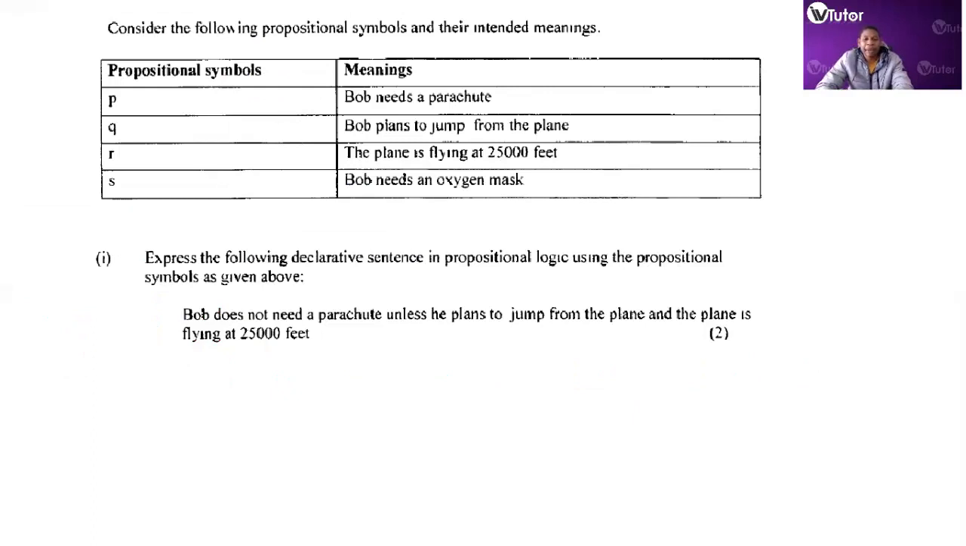All right, let's look at another one. Bob does not need a parachute unless he plans to jump from the plane and the plane is flying at 25,000 feet. Bob does not need the parachute, so the negation of needs a parachute is not P. Unless is an implication, and then we negate whatever is in this big bracket. He plans on jumping, so that's Q, and the plane is at 25,000 feet is R. Another way to rewrite this is not Q or not R implies not P.